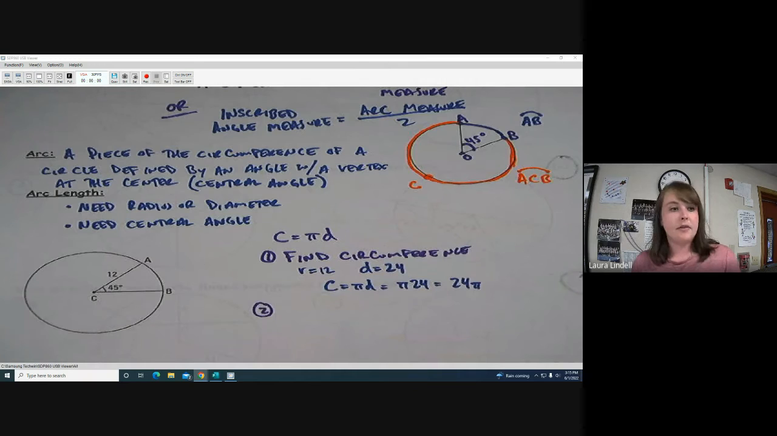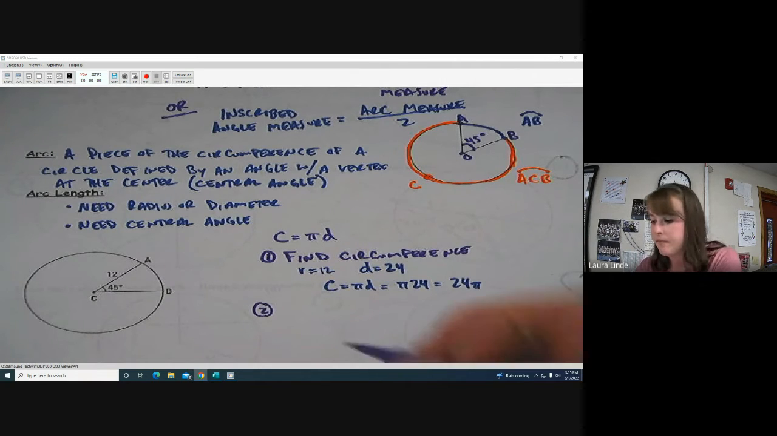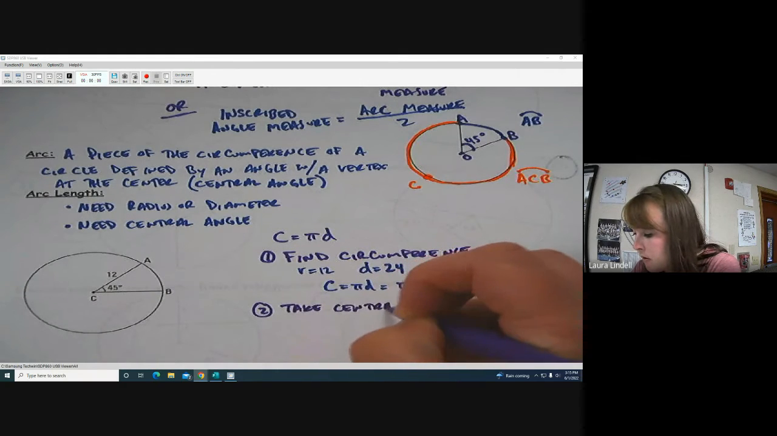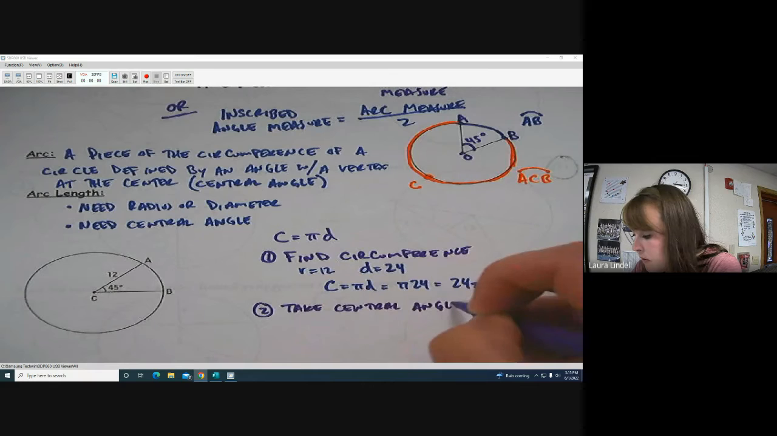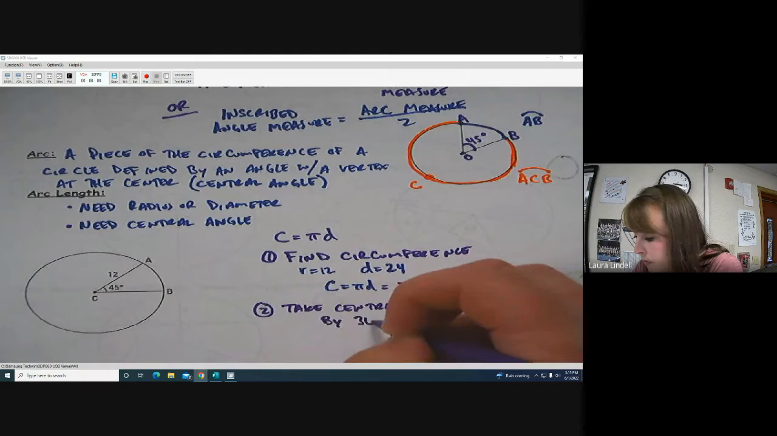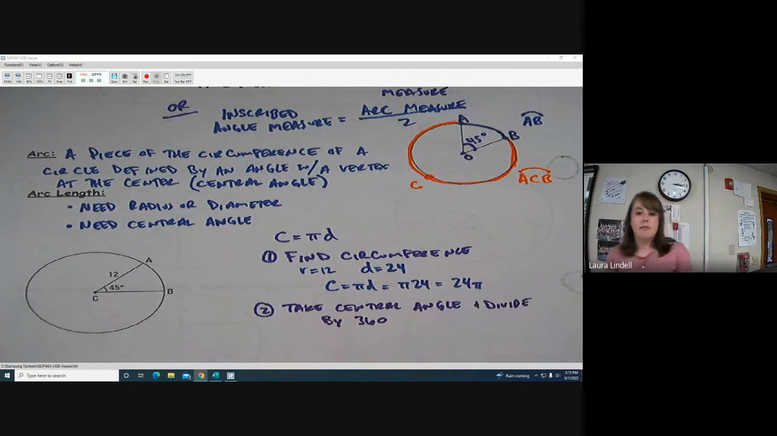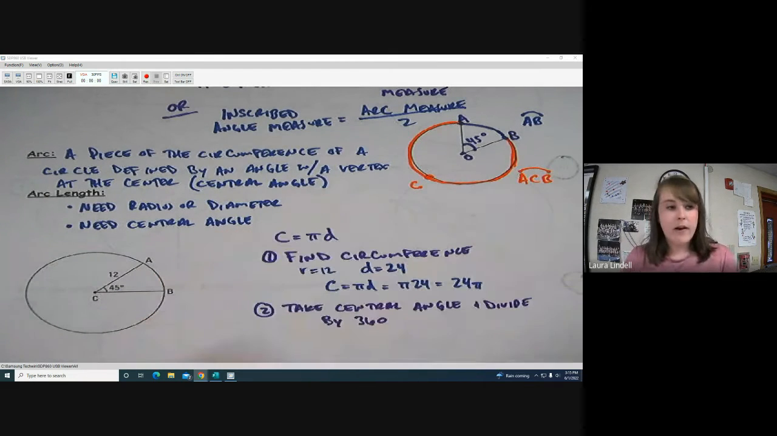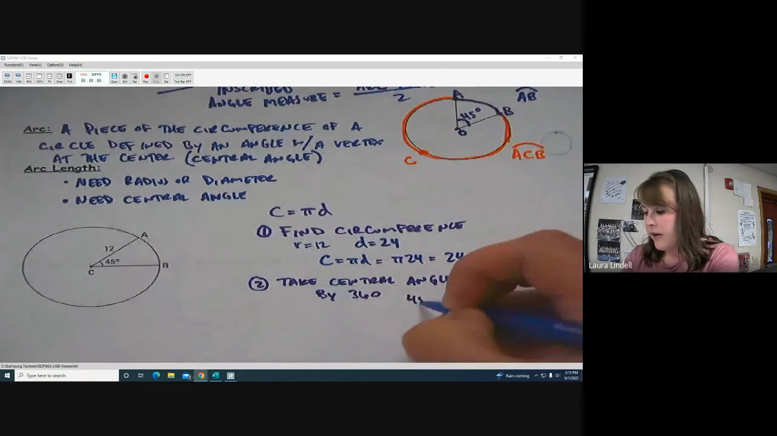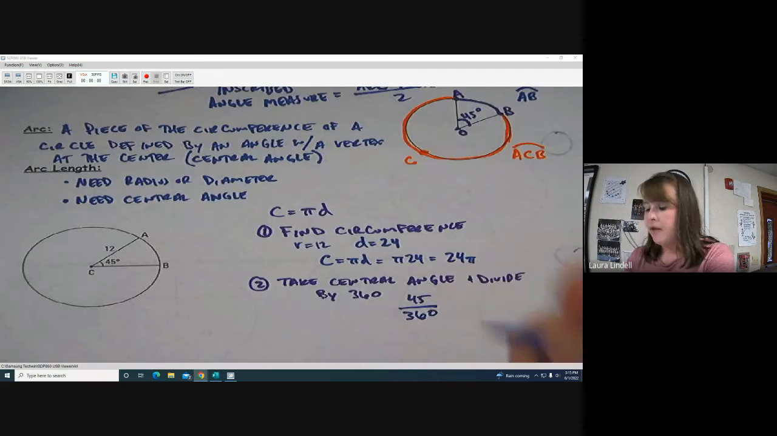you're going to take the central angle and divide by 360. Because 360 is the amount of degrees that's in a whole entire circle. So if I take my central angle of 45 and divide by 360, that represents the fraction of the circle that I'm looking for. So let's go ahead and do that. 45 divided by 360.